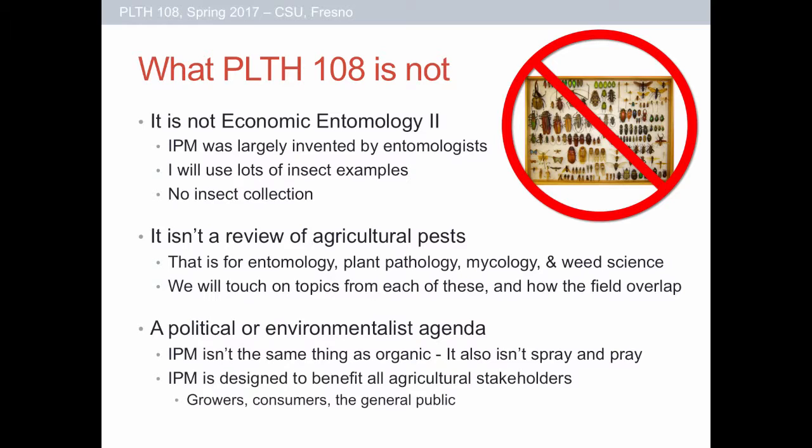The goal of IPM is to benefit all agricultural stakeholders, whether they're growers, whether they are consumers, whether they're people who live in agricultural areas but aren't necessarily agricultural themselves. The purpose of IPM is to provide nice environmentally and economically stable control and to reduce risk in the ecosystem and in agriculture generally.